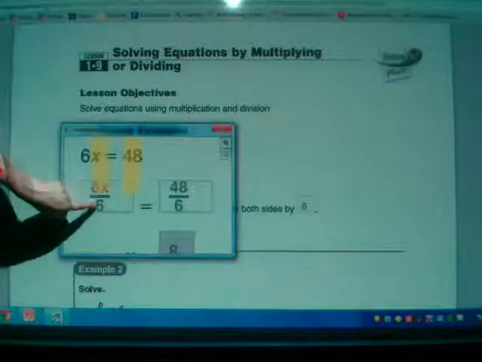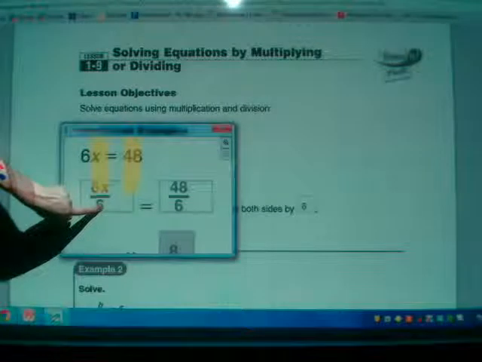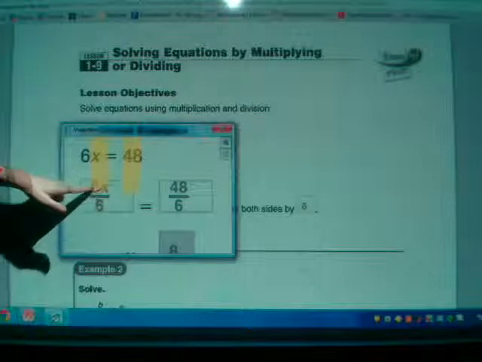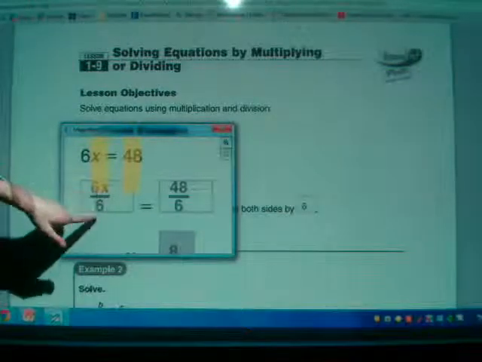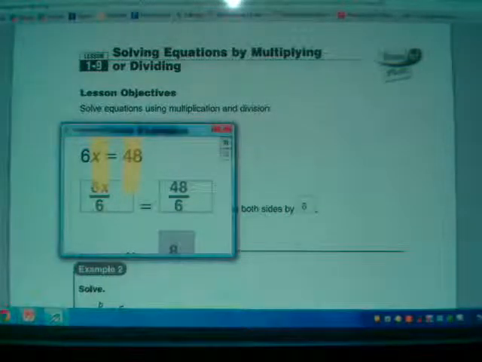On the left side, the times 6 divided by 6 cancels out. Think about if I gave you 1 times 6. You know the answer, 6. Then I said, okay, now divide it by 6. Well, 6 divided by 6 brings me back to 1, where I started. That's exactly what happens here. When I have x times 6, that's 6x, but then I divide out the 6, and all I'm left with is my variable x, in the same way it worked with 1 and 6.